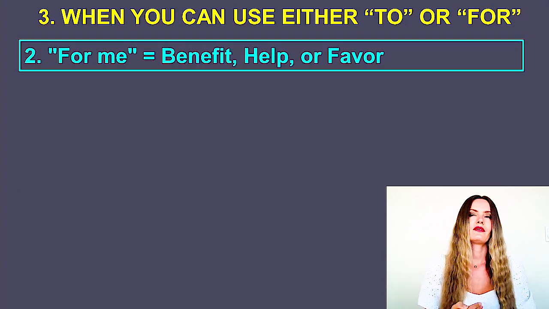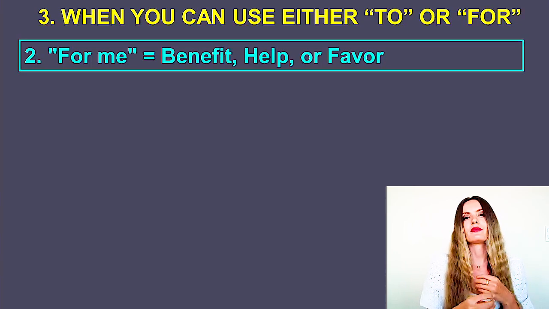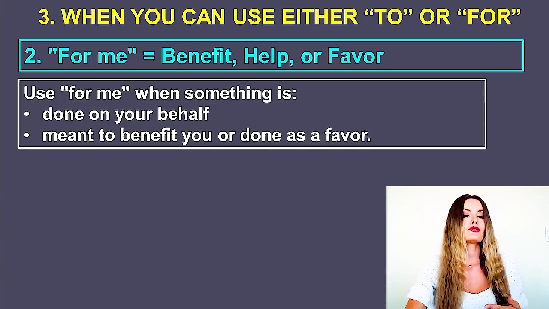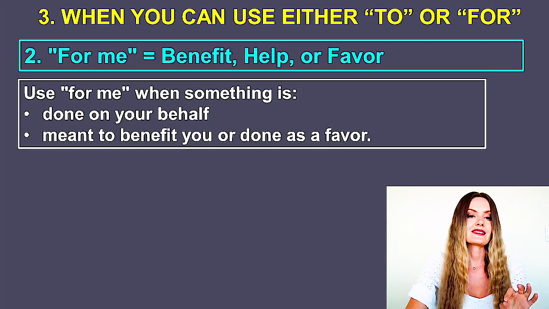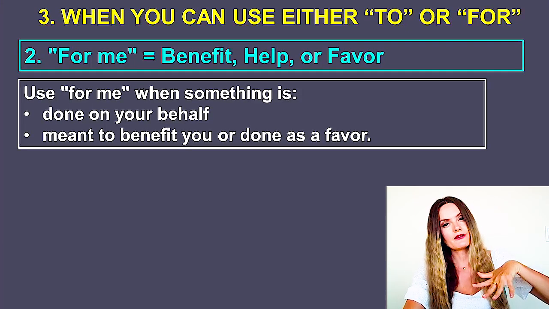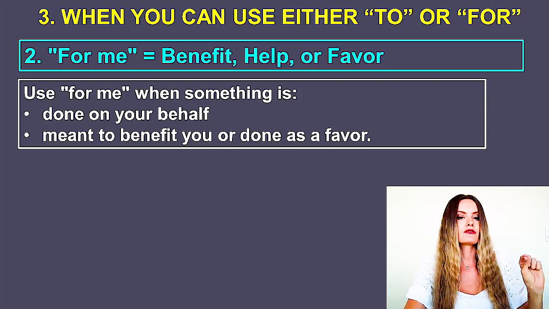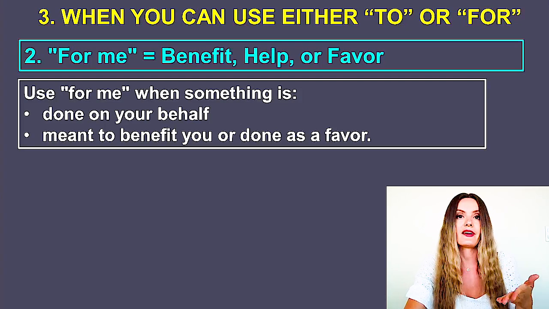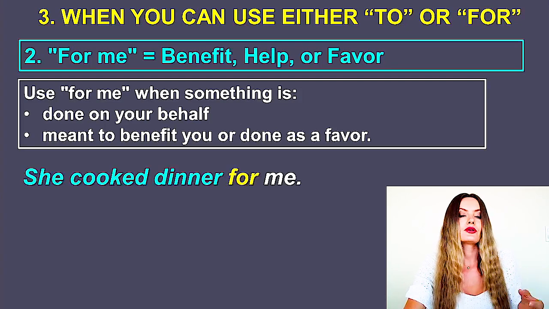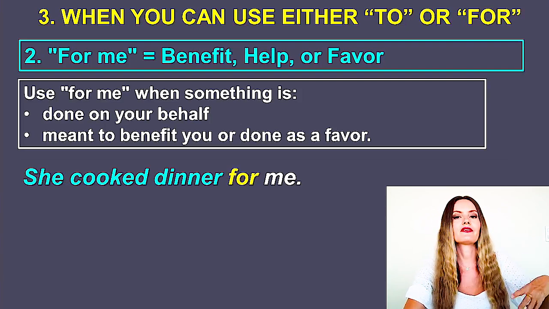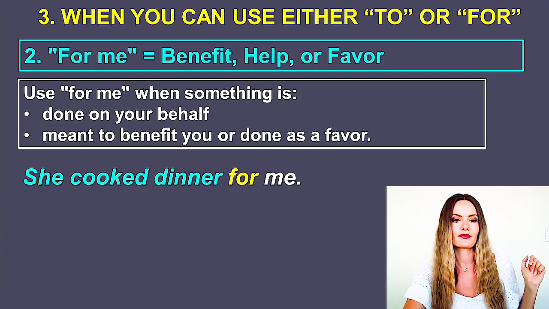For me. We use "for me" when talking about benefit, help, or favor. Use "for me" when something is done on your behalf. We have been talking about this already. Meant to benefit you or done as a favor. She cooked dinner for me. So it has been done as a favor. She kind of helped, right? She cooked dinner for me.